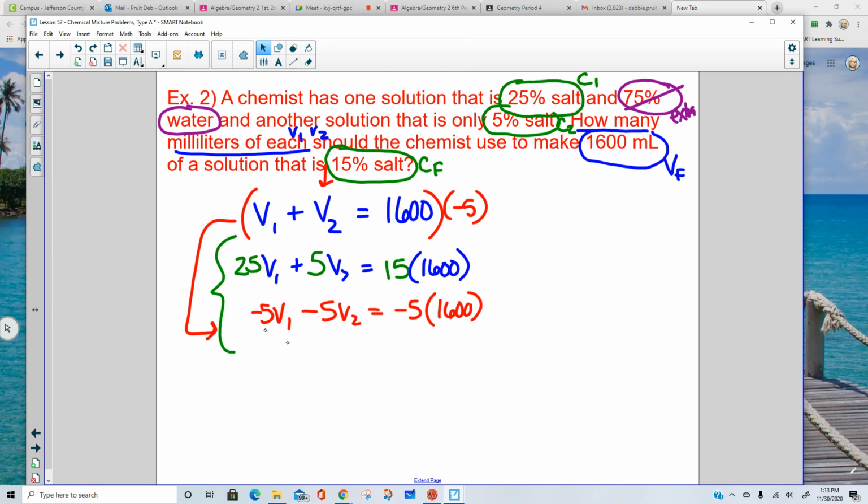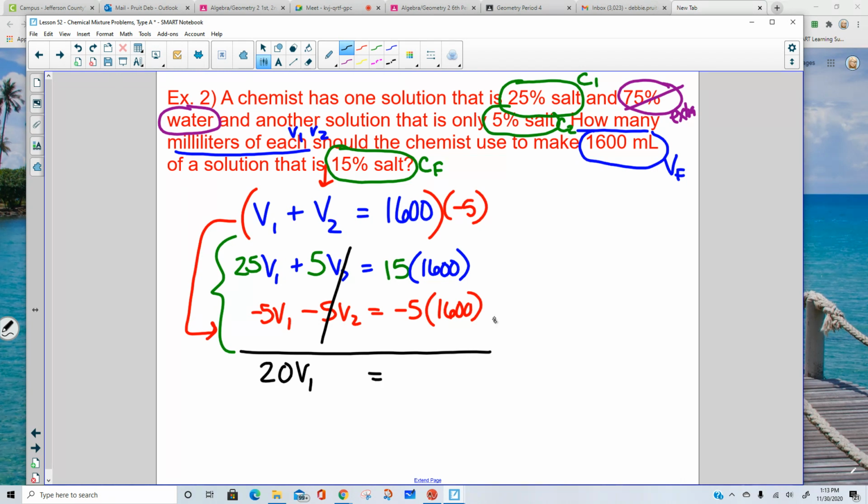Okay, so now I'm solving this system down here, and I add them together. And let's see what we get. 25 minus 5, 20 for V1. My V2s are gone. Equals, now check this out. I'm going to suggest to you that this is 10 times 1600. 15 times 1600 minus 5 times 1600 is 10 times 1600.